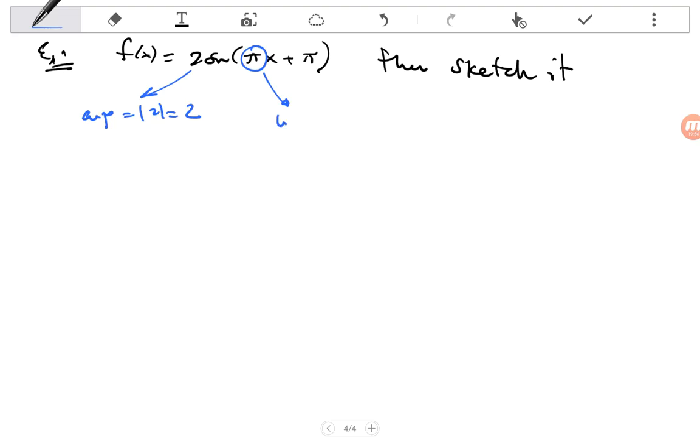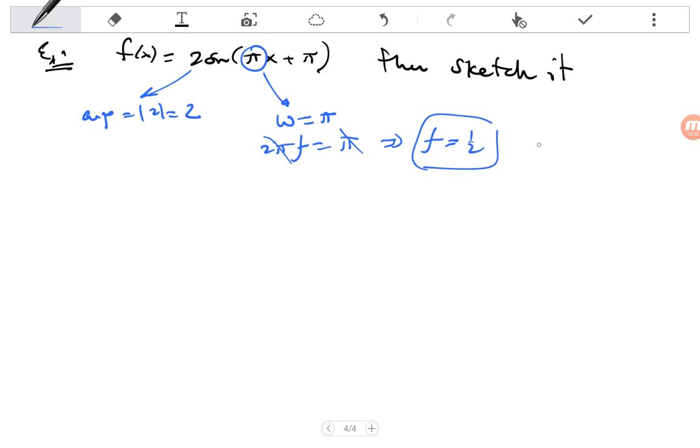Okay, so omega is equal to pi. That's why 2 pi f is equal to pi. So f will be equal to half. What does it mean that f is equal to half? It means it makes half a cycle in a unit time.